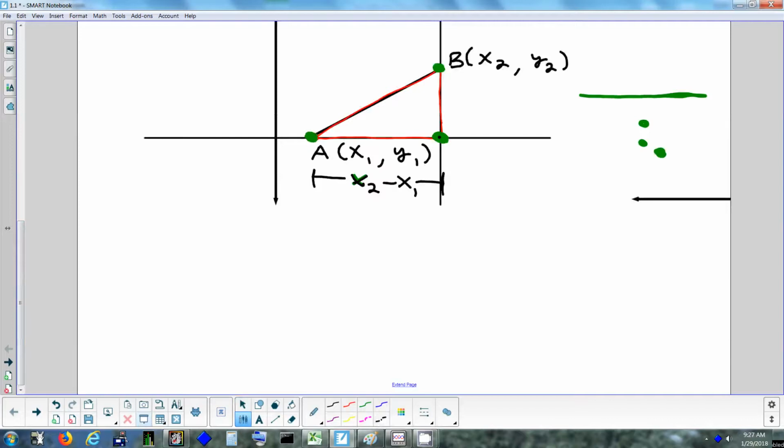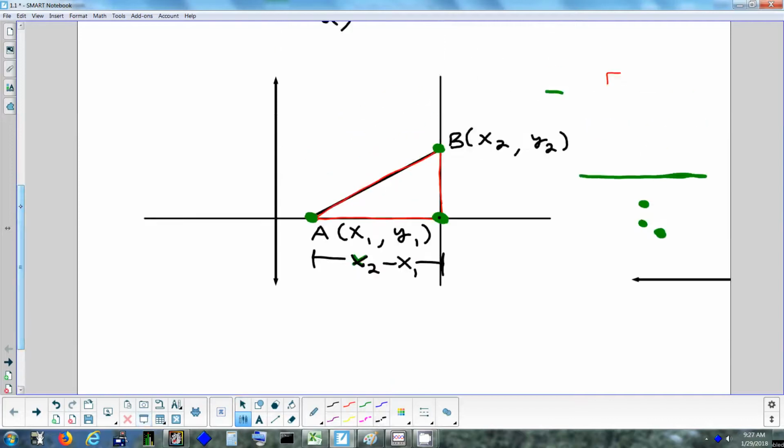Length of the bottom. And now we can do the same kind of thing to find the distance between the green dot at the bottom and the green dot at the top. This time, though, we're not going to subtract the x values because they have the same x values. The bottom green dot is x2, the top green dot is x2. We want to subtract the y values.